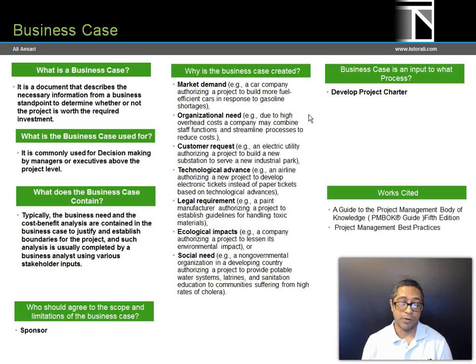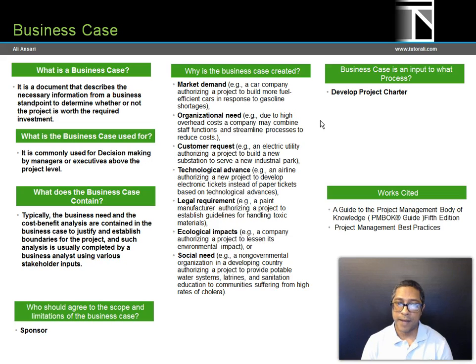Then a legal requirement where a paint manufacturer authorizes a project to establish guidelines for how to handle the toxic material, how to dispose the toxic material. Okay, then we could have the business case created for ecological impacts. Example, a company authorizing a project to lessen its environmental impact.